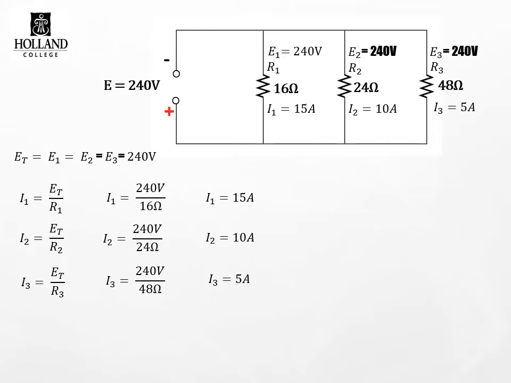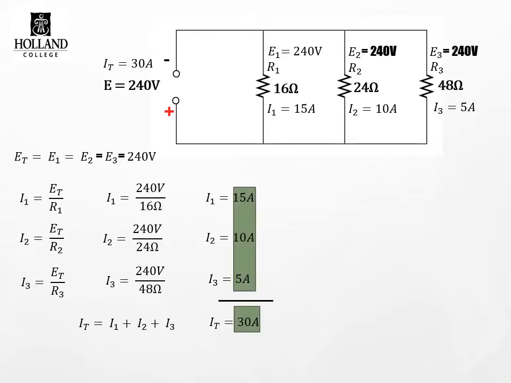The supply, 240 volts, has to be able to supply enough current to feed 15 amps in the first, 10 in the second, and 5 in the third. So IT is the sum of the individual branch currents. So when we add up 15, 10, and 5, the source has to be able to give us at least 30 amps worth of current.